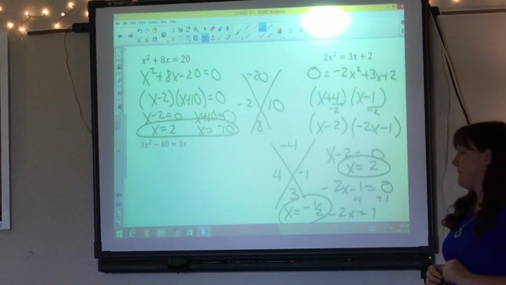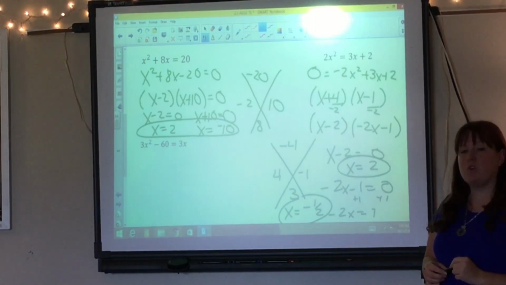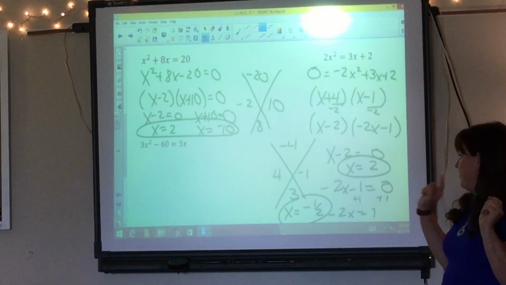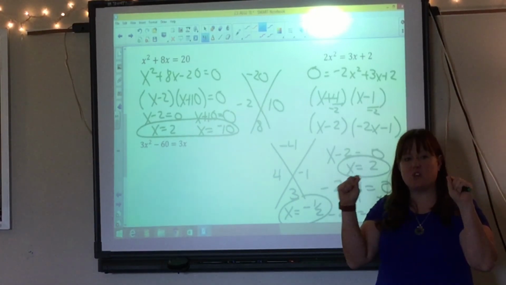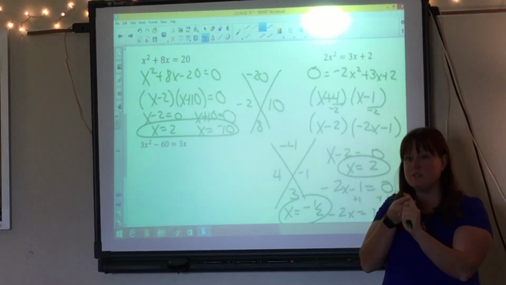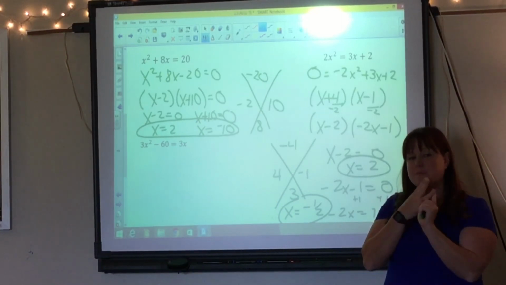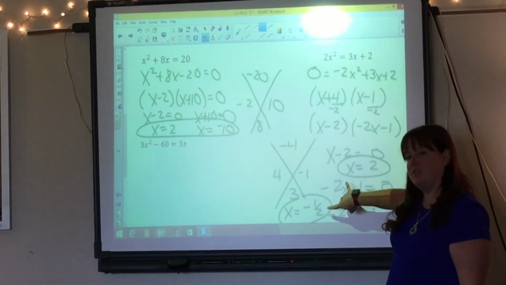Okay? So those are the two places where that parabola crosses the x-axis. That's also what we call the solutions. It's also what we call the zeros. We also call them the x-intercepts. So if I said solve this quadratic, you'd be looking for these two points. Does that make sense? Yes.